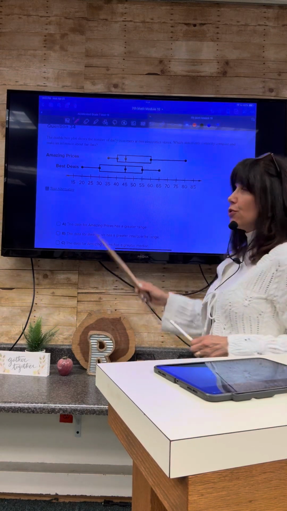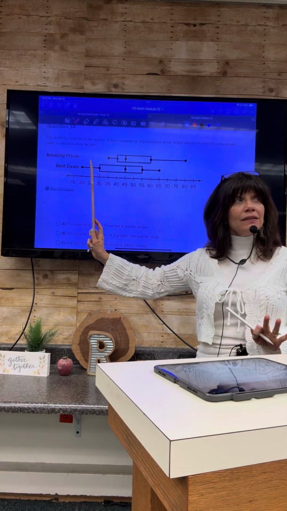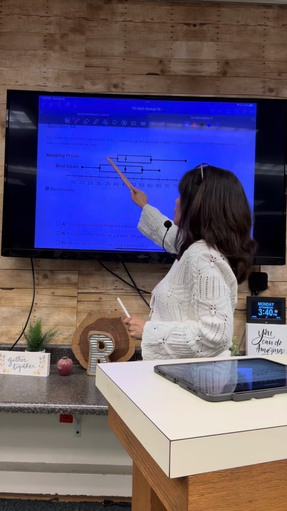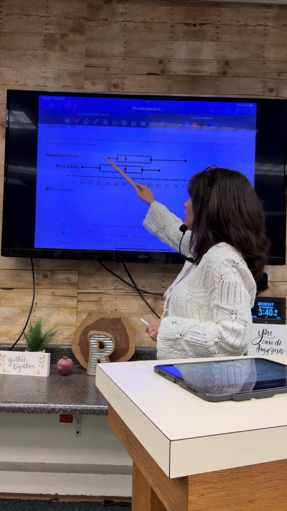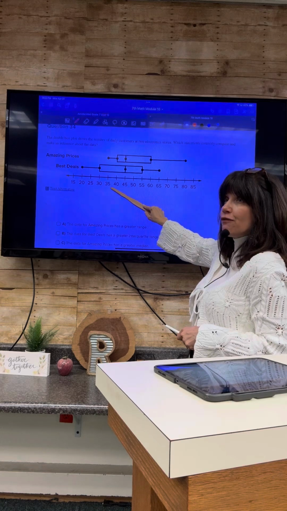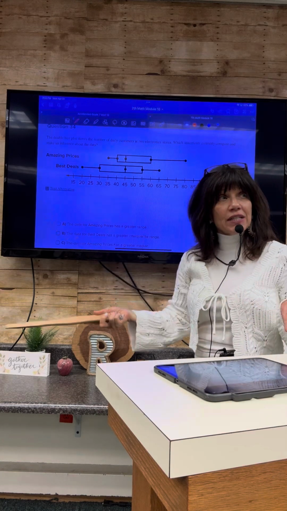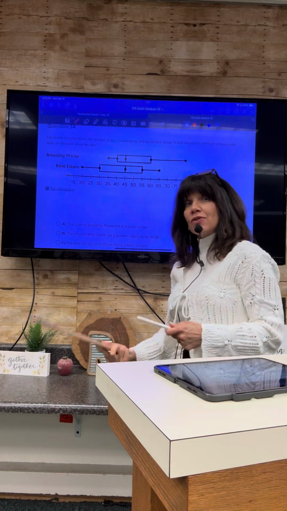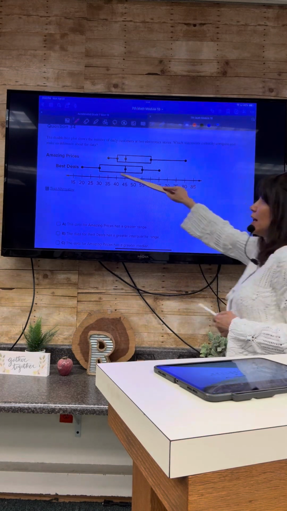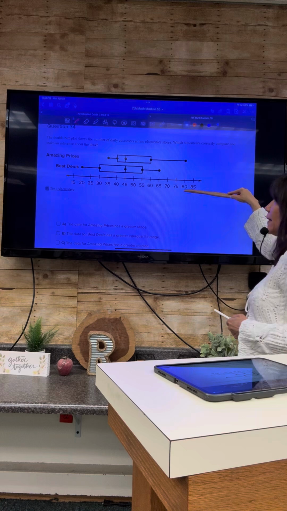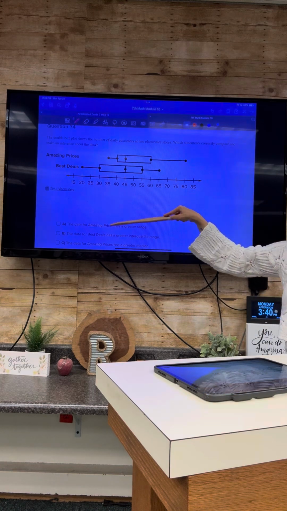Now, let me remind you, this is a box and whisker plot, yes? So the lowest number of customers on any one of the days at Amazing Prices was what? 35. On one of the days, the highest number of customers that ever visited Amazing Prices was what? 80. Does everyone understand how to see the lowest and the highest, and tell what number it matches with?